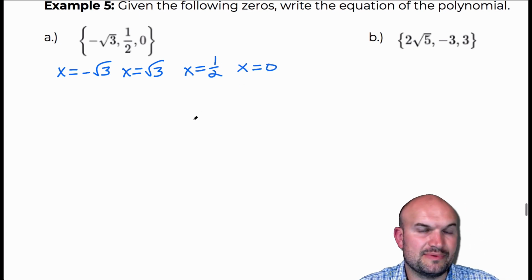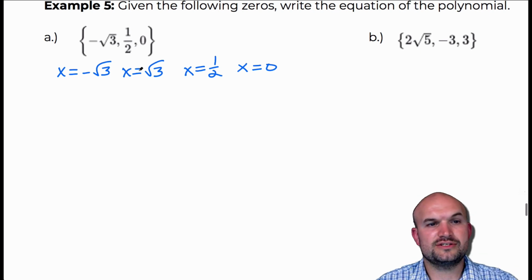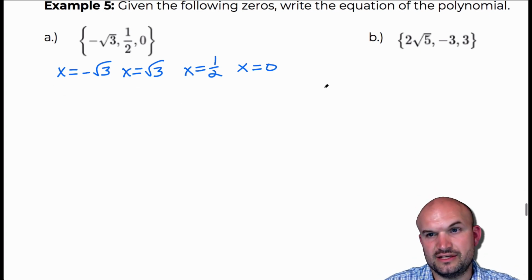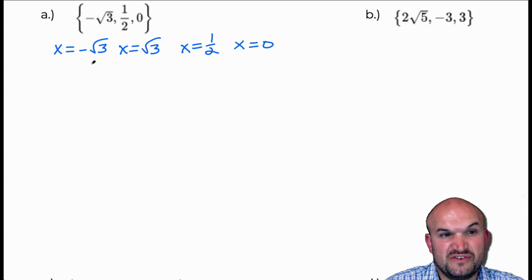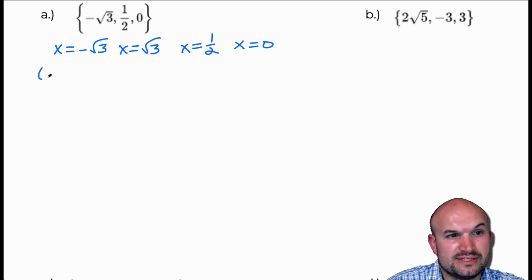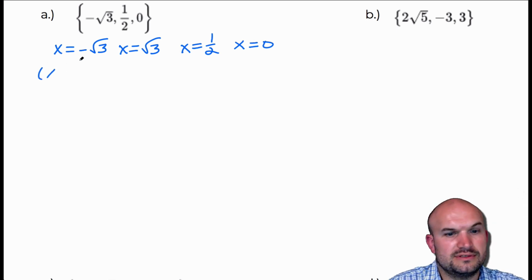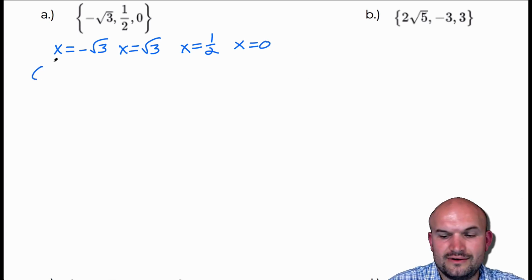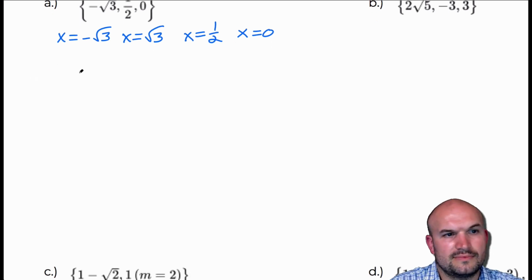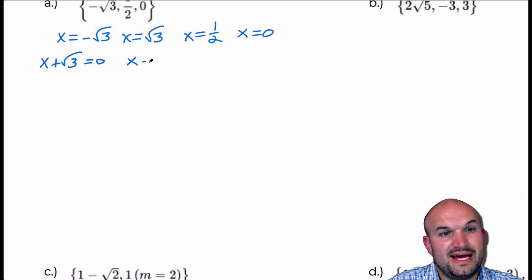Okay, now the next step is to write these as factors. So you can see these are basically going to be like what I did over here. It's fairly simple. You're just going to add the square root of 3. So x equals negative square root of 3 can be written as x plus the square root of 3 equals 0. And this would be x minus square root of 3 equals 0.